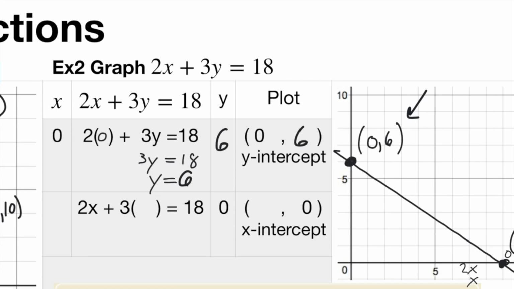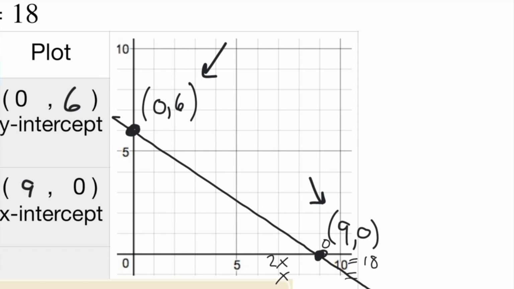Then take 0 and plug it in for y. 2x plus 3 times 0 is equal to 18. So therefore, 2x is equal to 18, and therefore x is equal to 9. And you get this point here. In any case, there are the points, and you connect the dots, and you get a straight line.